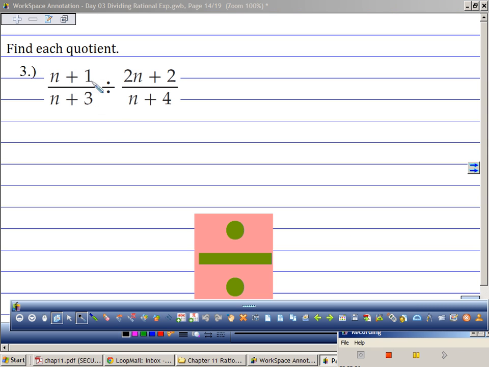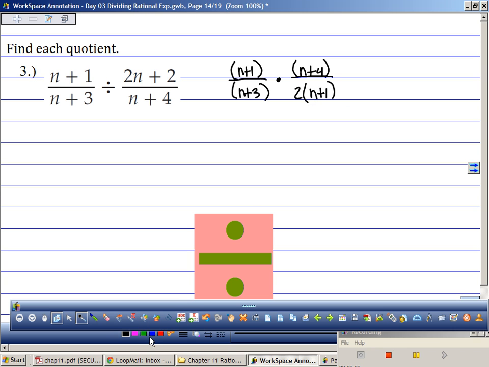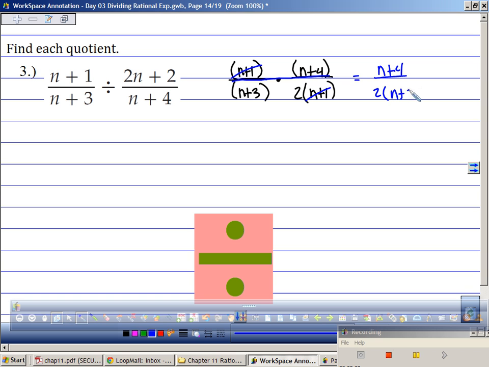So let's work this out together now. So if I have n plus, these are quantities, correct? So it would just be the quantity n plus 1 over the quantity n plus 3. Division turns to multiplication. When I do that, I have to also flip this one over. So it would be quantity n plus 4 over, I'm going to factor at the same time, 2 times the quantity n plus 1. As I multiply straight across, the n plus 1's cancel, and I'm left with n plus 4 divided by 2 times n plus 3.